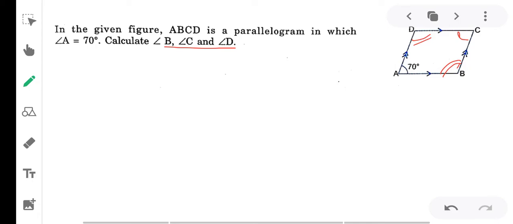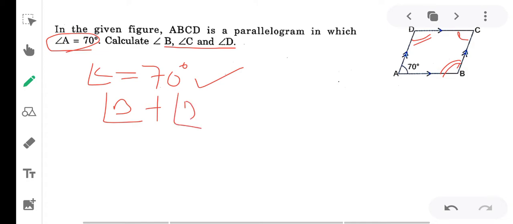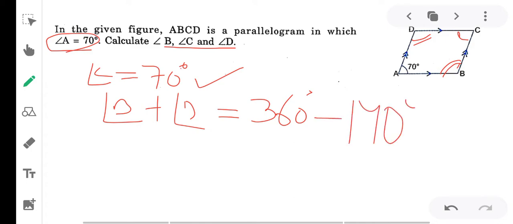Okay, now I will only explain how to solve this question, but you have to follow the proper methods like the examples. Angle A is given, angle A equals 70 degrees, then angle C will be 70 degrees because opposite angles of a parallelogram are equal. Now if angles A and C are 70 degrees each, then angle B plus angle D will be how much? 360 degrees minus 70 plus 70.